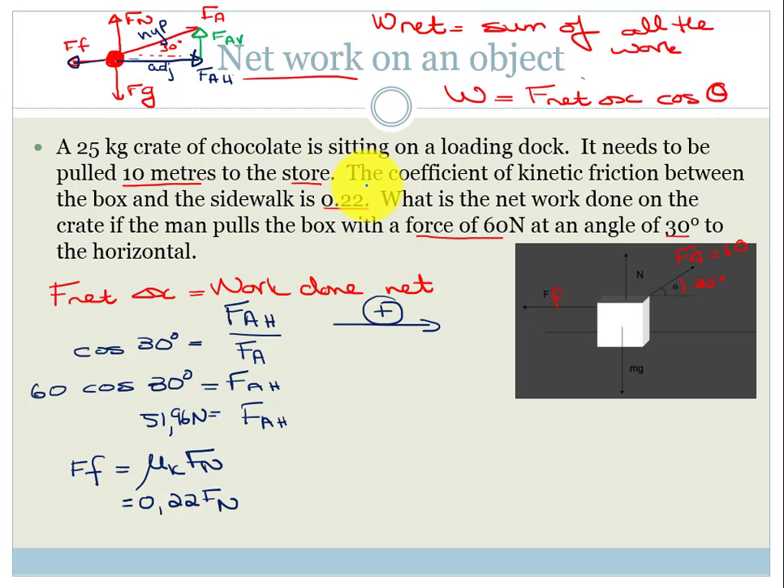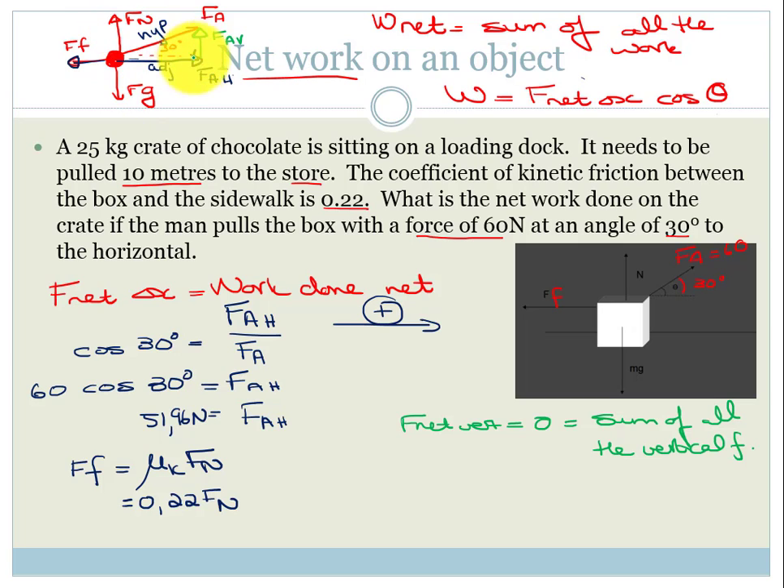Okay, the crate is not moving off the ground, it's only moving to the right. Because it says the box is pulled at an angle of 30 degrees to the horizontal and pulled 10 meters to the store. No, it doesn't say it's lifting it. So therefore we can say, well, we know the net force vertically equals 0, okay? But that equals the sum of all the vertical forces, right? Okay, do we agree?